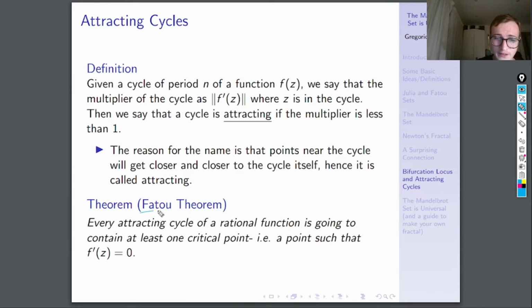Now, the Fatou theorem says that every attracting cycle of a rational function will contain at least one critical point. So that is a point such that f prime of z is equal to 0. So every attracting cycle will have at least one point such that f prime of z is equal to 0. And why is this important? Well, we can now precisely define the bifurcation locus, and we can use this theorem to generate our own fractals. And we're going to see that the Mandelbrot set is more universal than one might think.